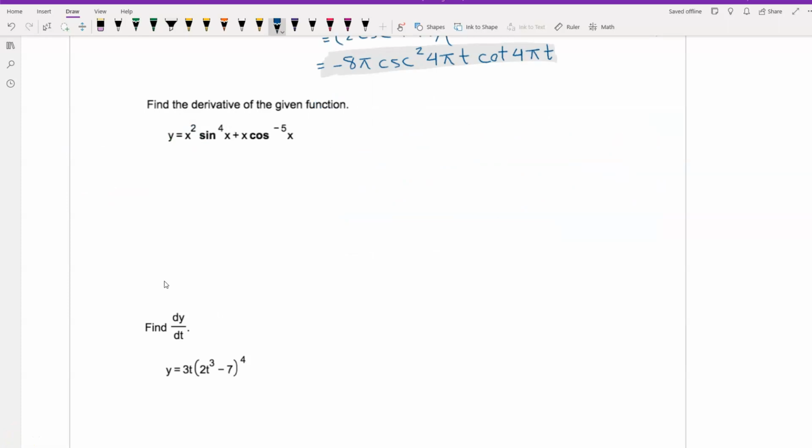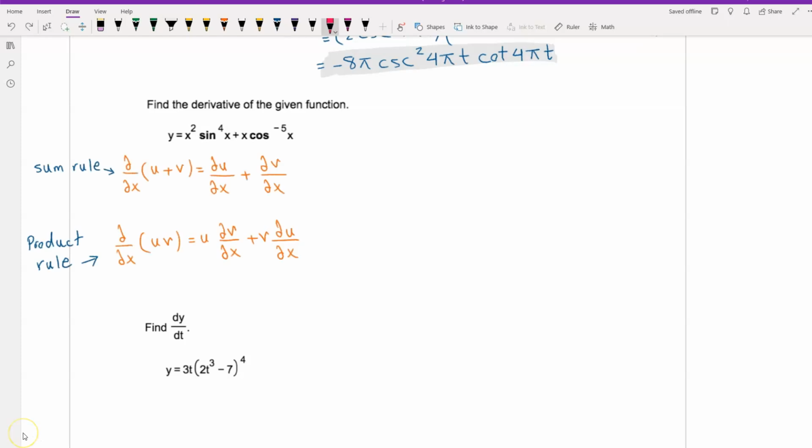Find the derivative of the given function. So here on this part, I will use the derivative sum rule and product rule. Here we have the derivative sum rule: the derivative of u plus v with respect to x is equal to the derivative of u with respect to x plus the derivative of v with respect to x. And here we have the product rule: the derivative of u times v with respect to x is equal to u times the derivative of v with respect to x plus v times the derivative of u with respect to x.